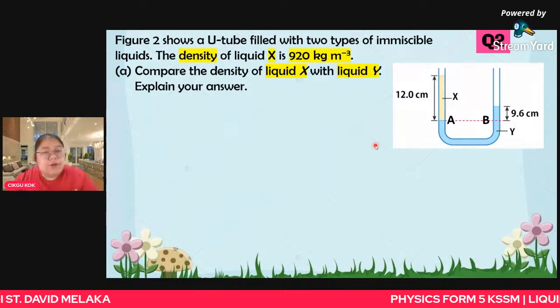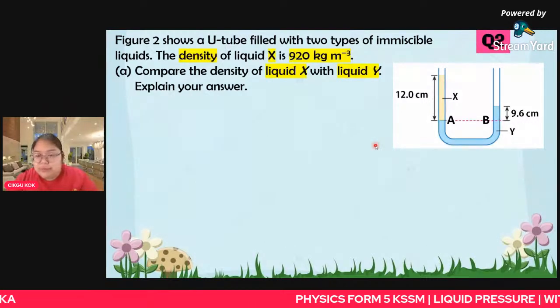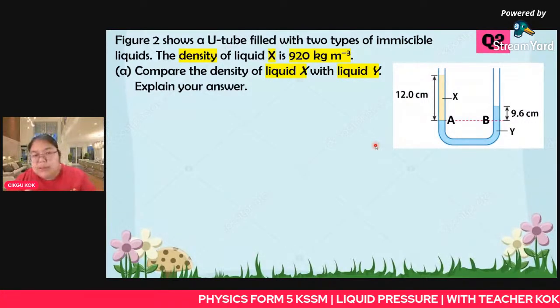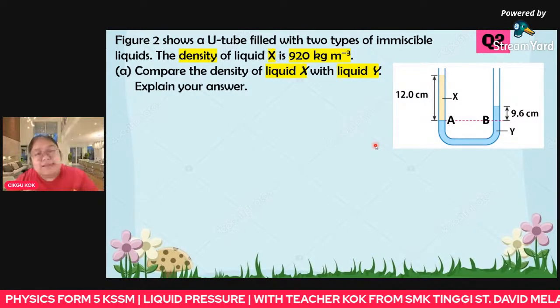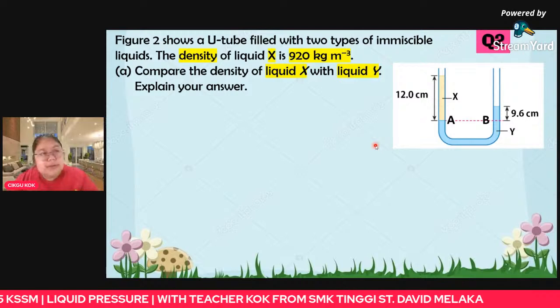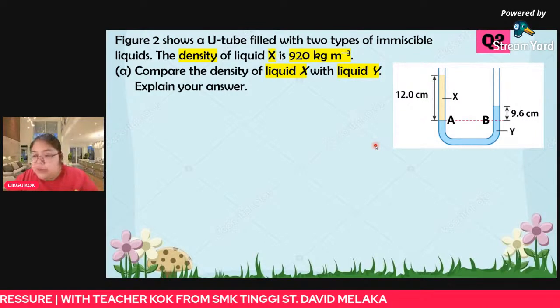Okay, anybody can try. You see the U-tube, you see the different levels, then you understand which one should be denser and which one is less dense. Okay, we are going to wait for the students.